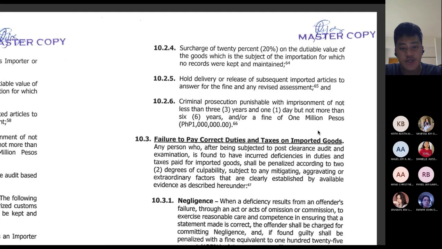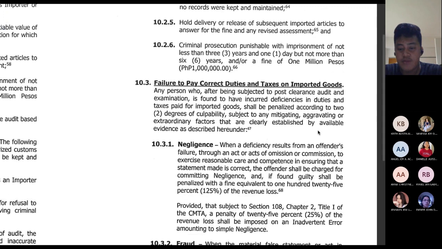10.2.4 Surcharge of 20% on dutiable value of the goods which is subject to the importation for which no records were kept and maintained. 10.2.5 Hold delivery or release of subsequent imported articles to answer the fine and any revised assessment. And 10.2.6 Criminal prosecution punishable with imprisonment of not less than 3 years and 1 day but not more than 6 years and or fine of 1 million pesos.